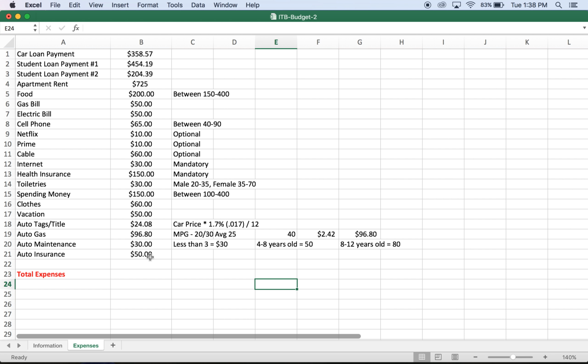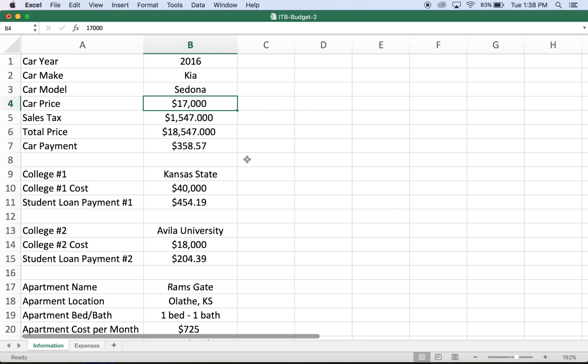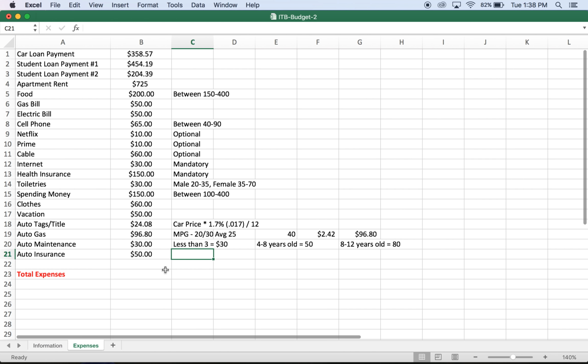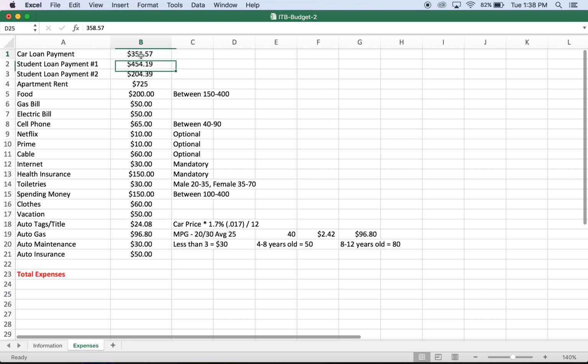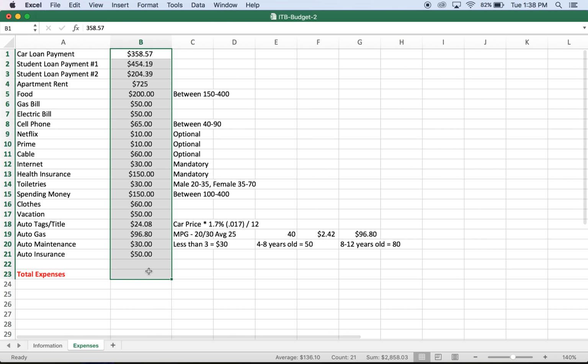Insurance is going to be based off of the car price, and you'll just have to ask me in class, and I will get you that number for your car insurance. Once you have all that information, we're going to do the auto sum, and I do want you to write a calculation for it. Very easy to do.